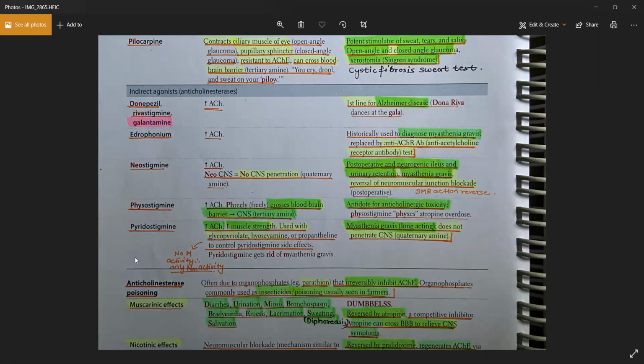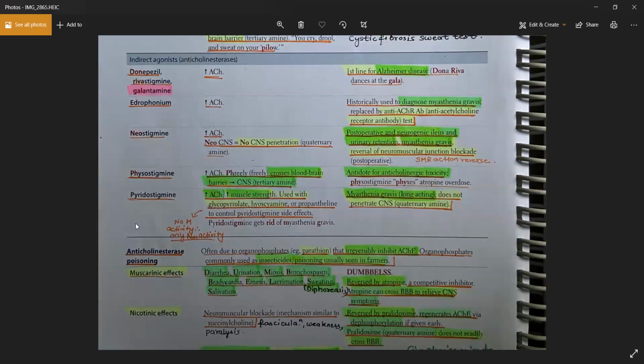And if you give these agents in too much amount, what you will get is the muscarinic symptoms as well as the nicotinic symptoms. For the muscarinic symptoms, in the eye you will get miosis and high intraocular pressure. In the mouth, you will get salivation. In the sweat glands, you will get sweating. In the heart, you will get slowing of the heart rate, and you will get low BP.